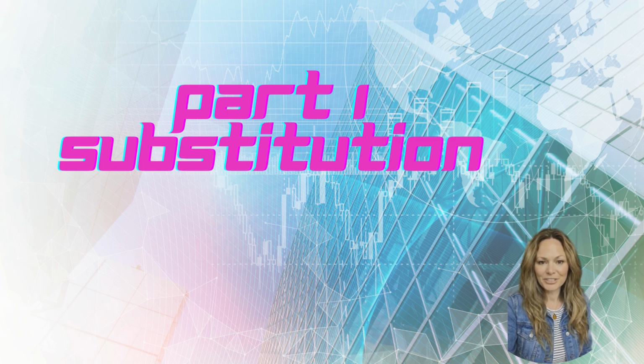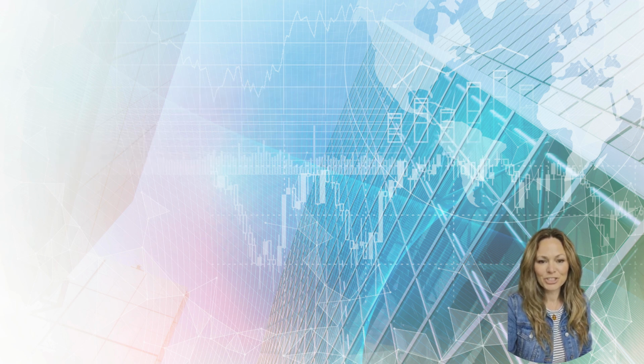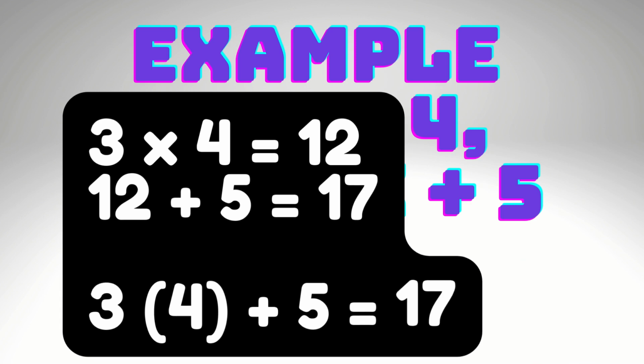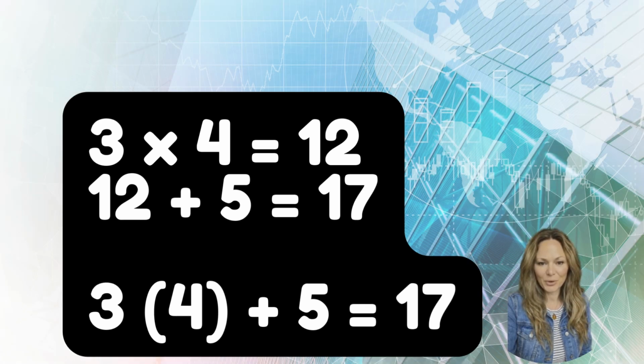Let's begin with substitution. Substitution simply means replacing a letter with a number. For example, if we are told that x equals 4 and we need to calculate 3x plus 5, we replace the x with 4. So we write 3 times 4, which is 12, and 12 plus 5 gives us 17.